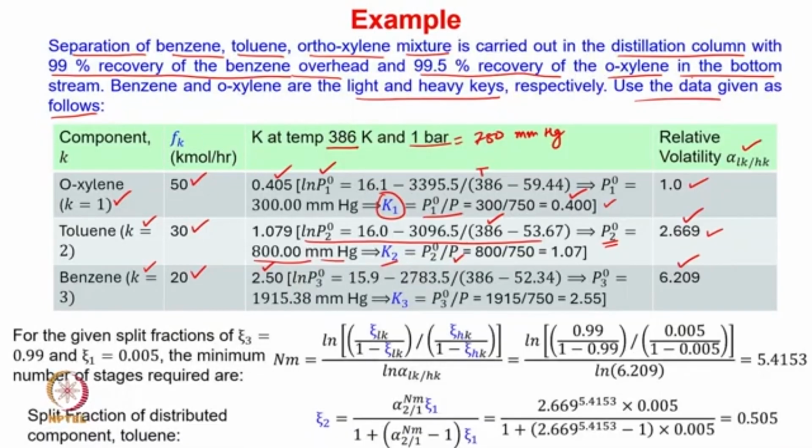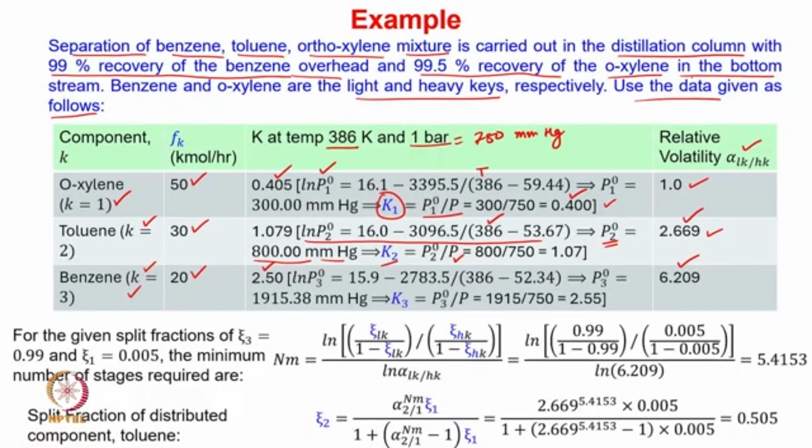Now remember, in the distillation calculation we have to specify the split fractions for the light key component and the heavy key component. In this case the light key component is benzene, isn't it? So that is getting separated at overhead, so it's a light key component. Its split fraction is given as 0.99, this is the benzene, correct? And the heavy key component is orthoxylene, which is separated at bottom and which has the recovery of 99.5%. So that means in the top product the amount will be 0.005.